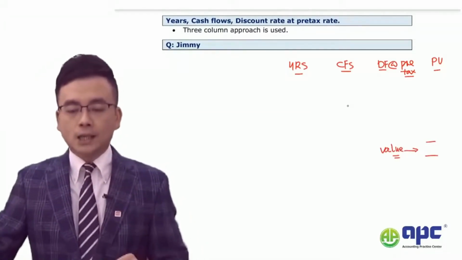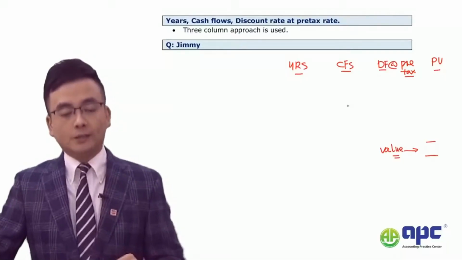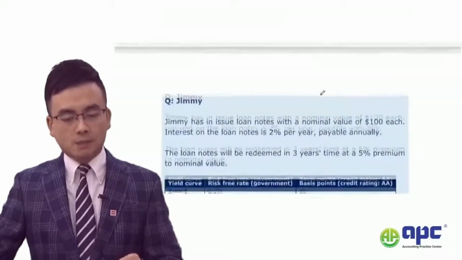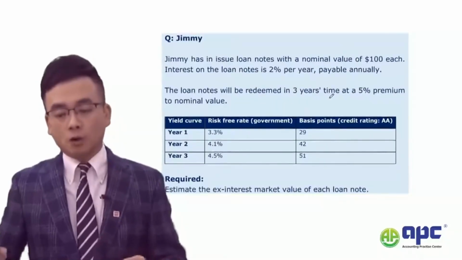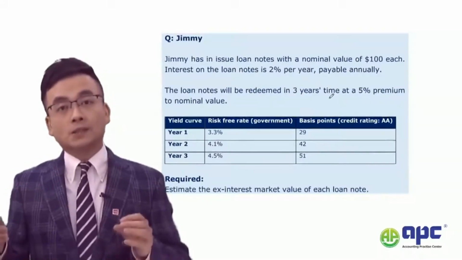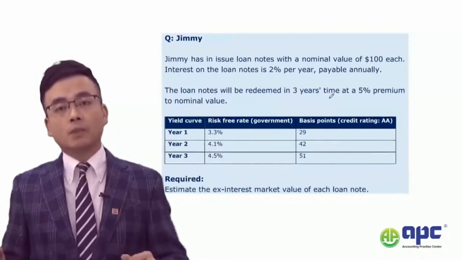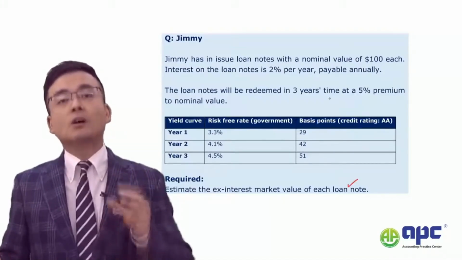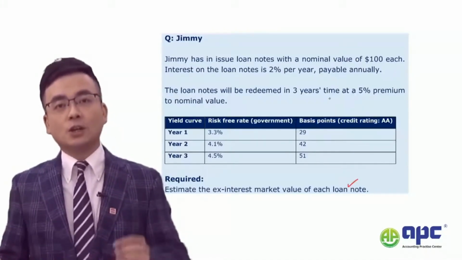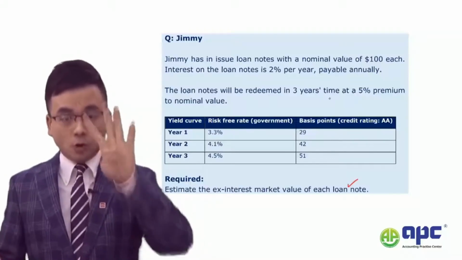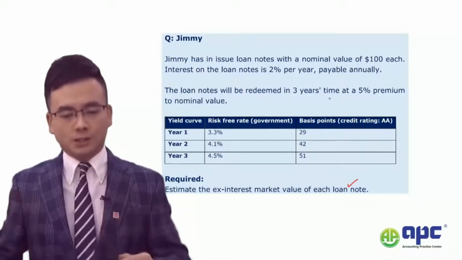Okay. Now, the best way, look at Jimmy business. Now, we need to estimate the market value of each loan note because it's not the bank loan. We cannot take it from the statement of financial position. And this is why we'll need to use the 4 columns approach to do that.